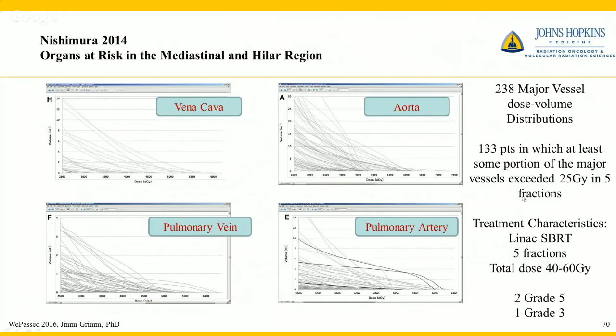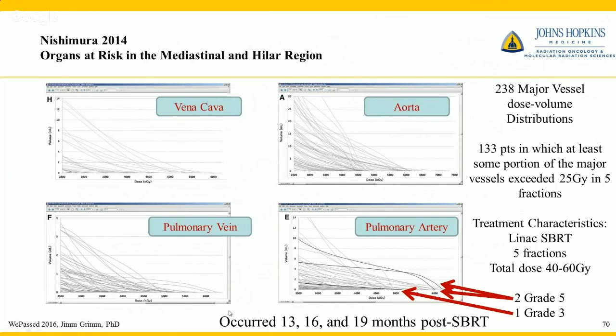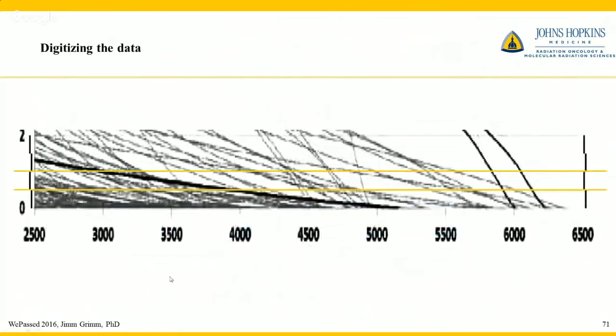So they went back and just extracted the data from all these cases. LINAC SBRT, it's all in 5 fractions. They had 2 grade 5 events and 1 grade 3. And the timing of it, the follow-up time, these events occurred at 13, 16, and 19 months post SBRT. So they're all late effects.